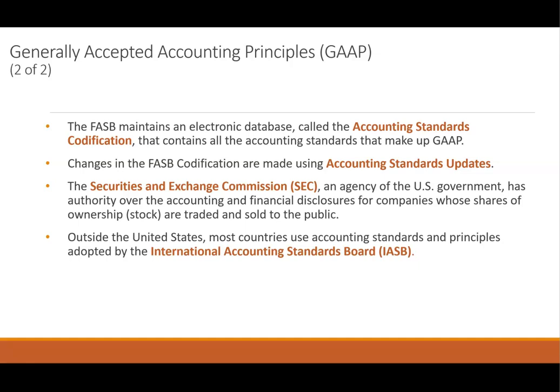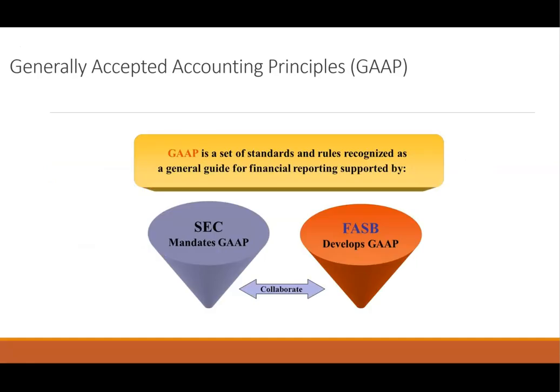And then the IASB, International Accounting Standards Board, covers those companies that are outside of the United States. They adhere to a different standard. Know that for us, GAAP helps guide us in how we report transactions. The Financial Accounting Standards Board develops our principles, and they work with the Securities and Exchange Commission to help support generally accepted accounting principles with public companies that are traded on stock exchanges.